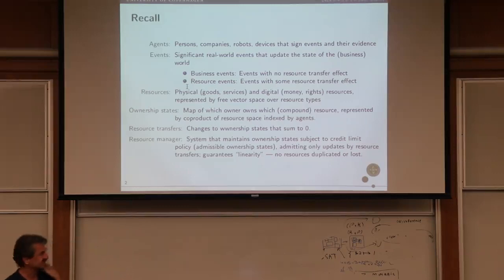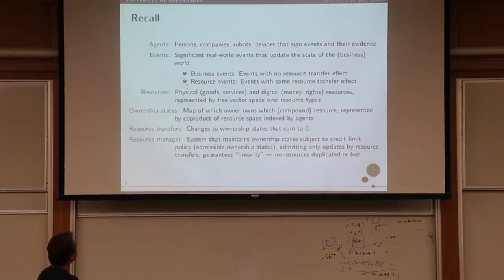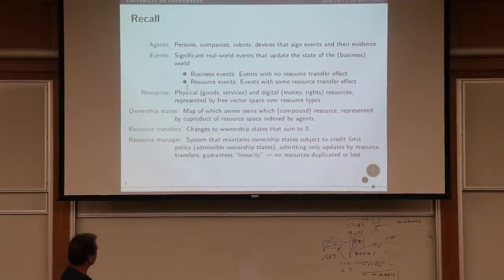It could also be locations, could also be owners, but I won't go into this. The key thing is that we're modeling this by a coproduct of the resource space that's indexed by agents, okay? So it just means that it's a finite map, at any given point in time, from agents to, what do they own? It's a resource. And the resource could be a mixed compound resource consisting of all kinds of resource types.